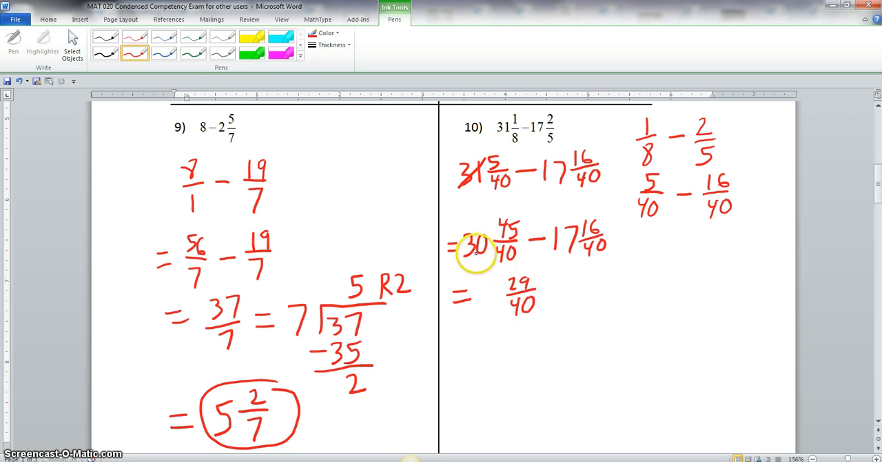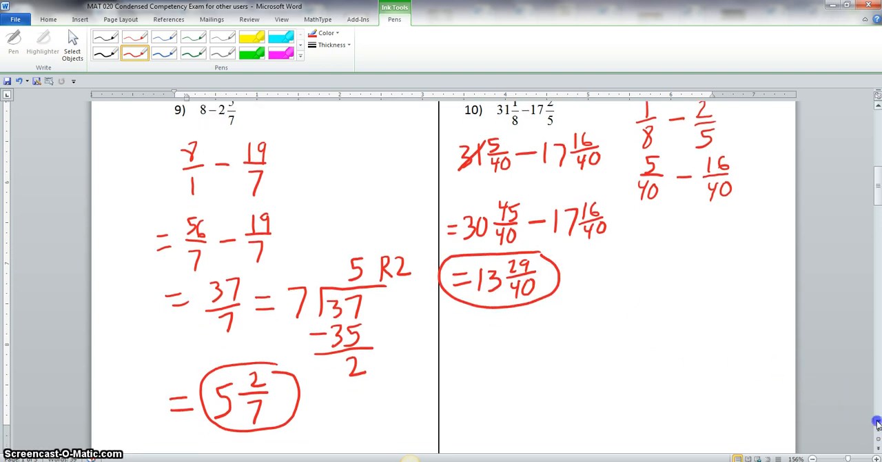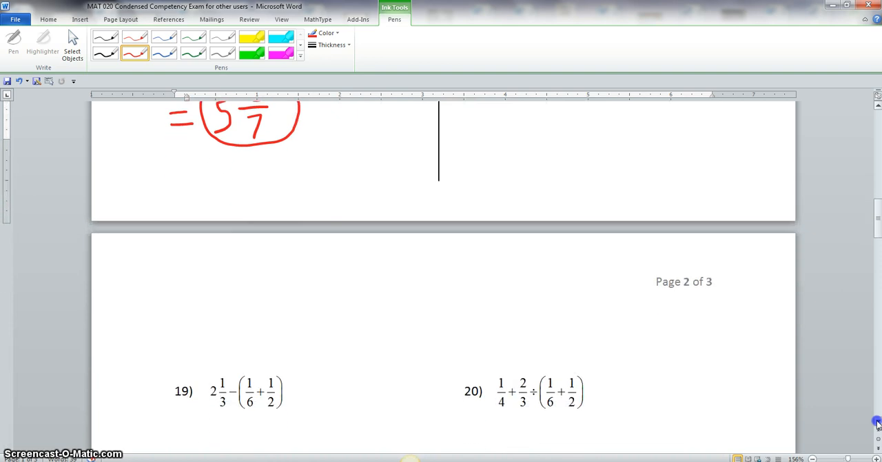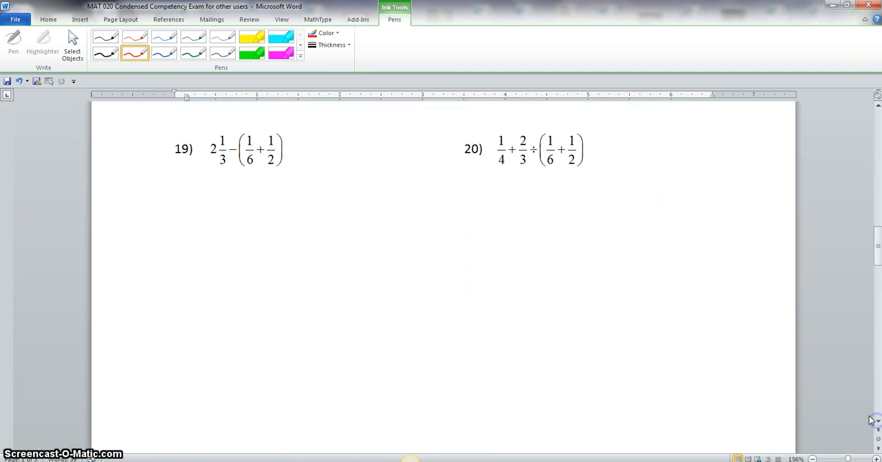And then we subtract the integers. 30 minus 17 is 13. So it'd be 13 and 29 over 40. Now we scroll down here to problem number 19.